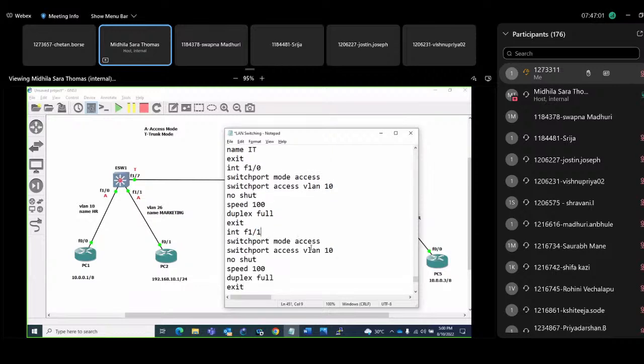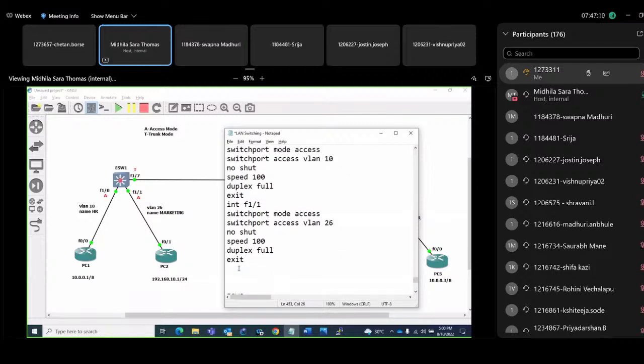F1/1 switch port mode access. Switch port access. What is the VLAN number? VLAN ID 26. That's it, done. Now, next interface.